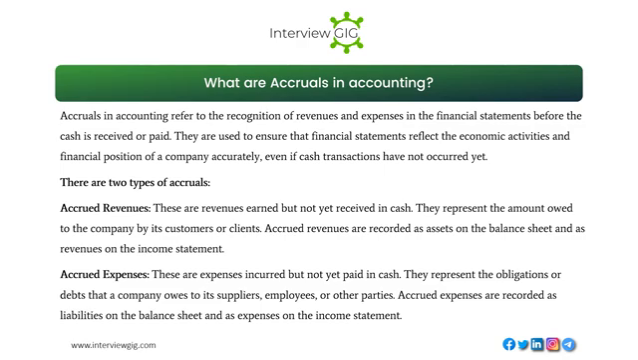Accrued revenues: these are revenues earned but not yet received in cash. They represent the amount owed to the company by its customers or clients. Accrued revenues are recorded as assets on the balance sheet and as revenues on the income statement. Accrued expenses: these are expenses incurred but not yet paid in cash. They represent the obligations or debts that a company owes to its suppliers, employees, or other parties. Accrued expenses are recorded as liabilities on the balance sheet and as expenses on the income statement.